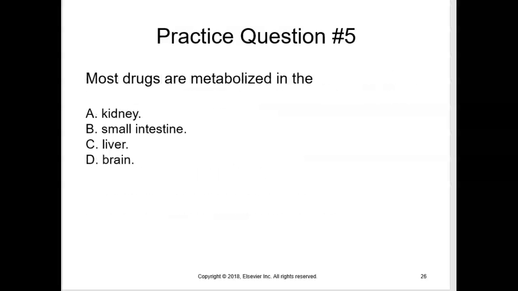Finally, question number 5, the correct answer is C. Drugs can be metabolized in the GI tract, however, the liver is the primary site of metabolism. If this question had asked most drugs are eliminated in the blank, which answer would you have chosen? If we were looking at which organ is most responsible for eliminating medications, it would be A, the kidney.